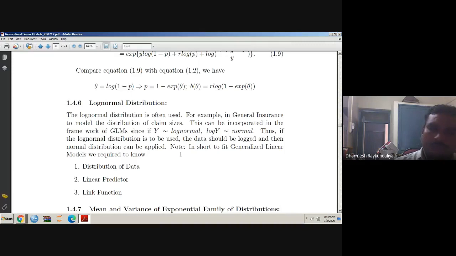In short, to fit generalized linear models, we require the distribution of the data, the linear predictors, and the link function. So, to fit a generalized linear model, what do we require? Either we should know the distribution of the data. Second is whether the function is linear or not, and which predictors are responsible to predict the y. That is the linear predictors, and how these linear predictors are connected with the expected response. That means what kind of transformation we can use, and that is called the link function.